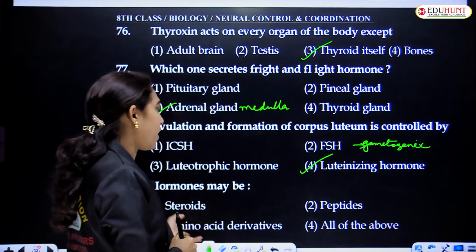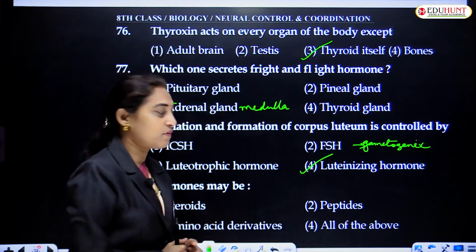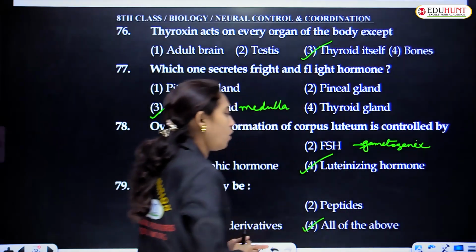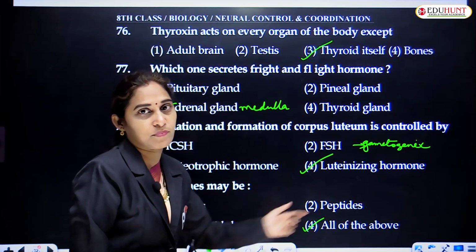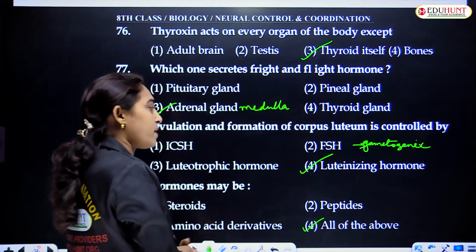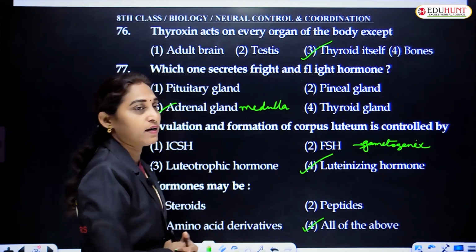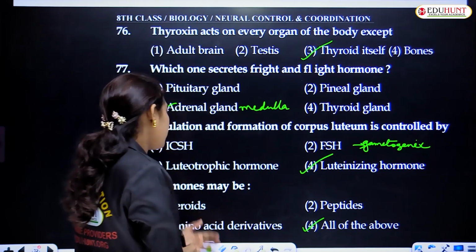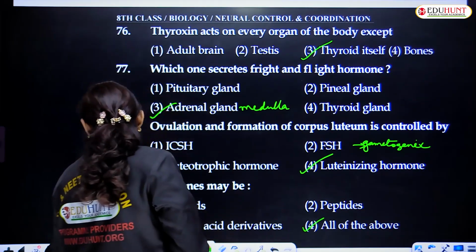Hormones may be steroids, peptides, amino acid derivatives, all the above. Because some of the hormones, for example, insulin is a peptide derivative, and amino acid derivatives are adrenaline, noradrenaline, and steroid hormones are sex hormones.